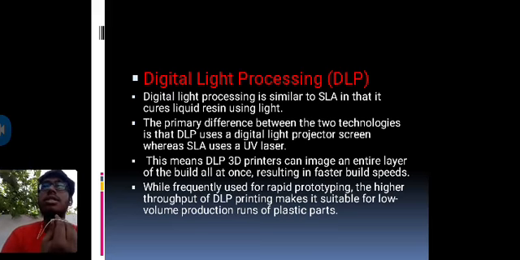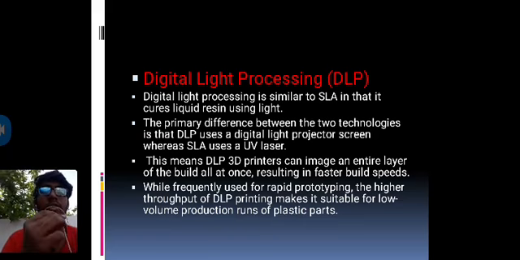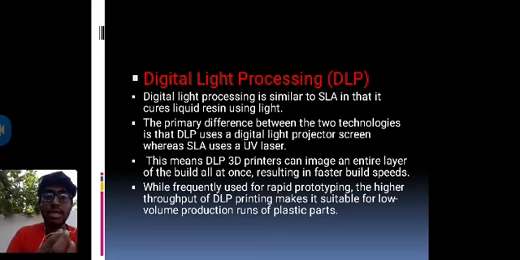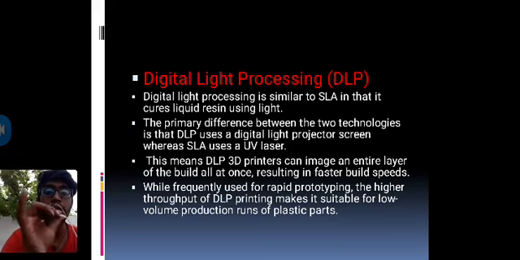Resin is a liquid which comes from plants, or even from some decayed animal bodies, but especially from plants. So they inject that resin and use light to solidify it to form a 3D object.